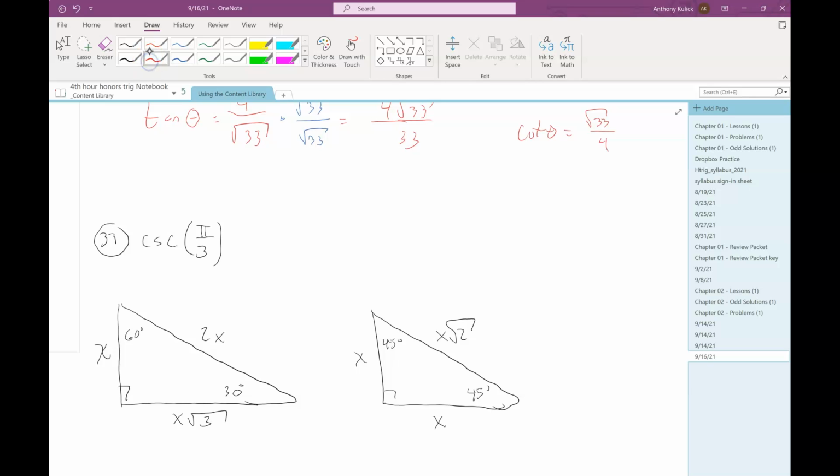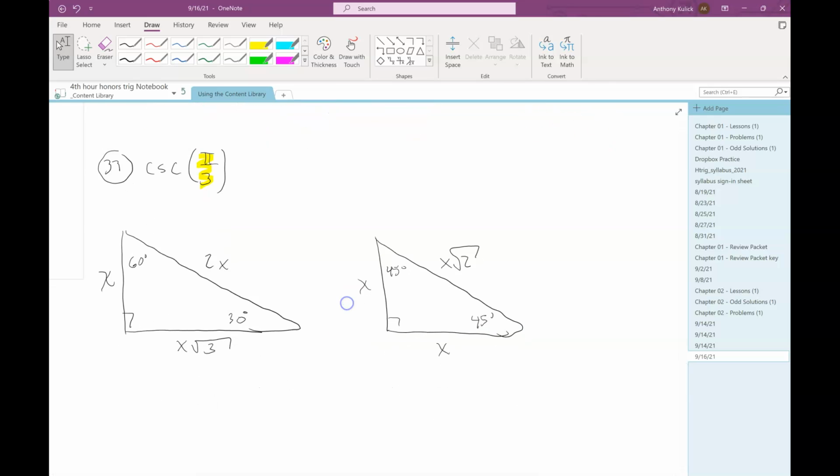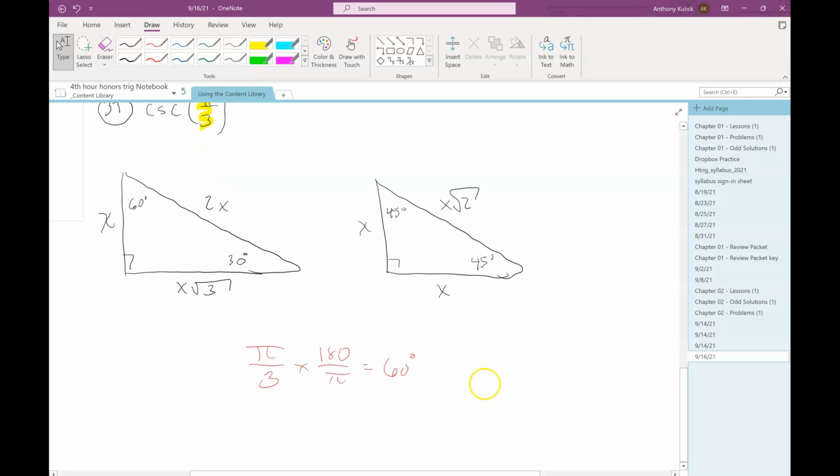The first thing I want to figure out is, is pi over 3 a 30, 60, or 45 degree angle? I'm just going to convert that to degrees. So it's a 60 degree angle. Okay with that?